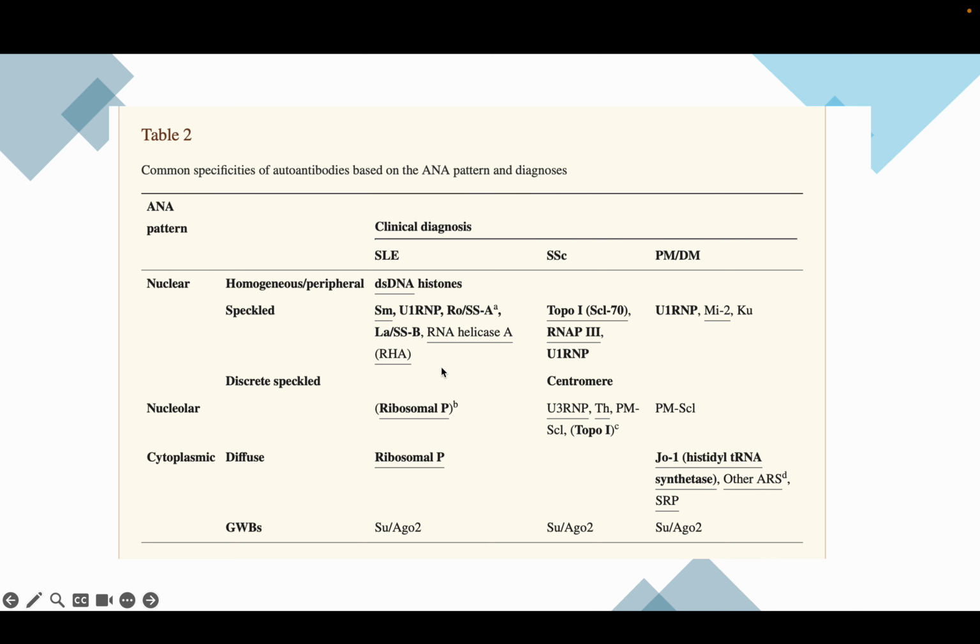So discrete speckled is due to the centromere pattern. It is seen in systemic sclerosis. Diffuse cytoplasmic, as I told you, is seen in myositis, where you use anti-Jo1 antibodies and all. So this is how you interpret the pattern. I'll discuss every disease separately, and then I'll discuss more specific antibodies: why they are useful, how you interpret them. But I'm giving a brief idea of what this is.